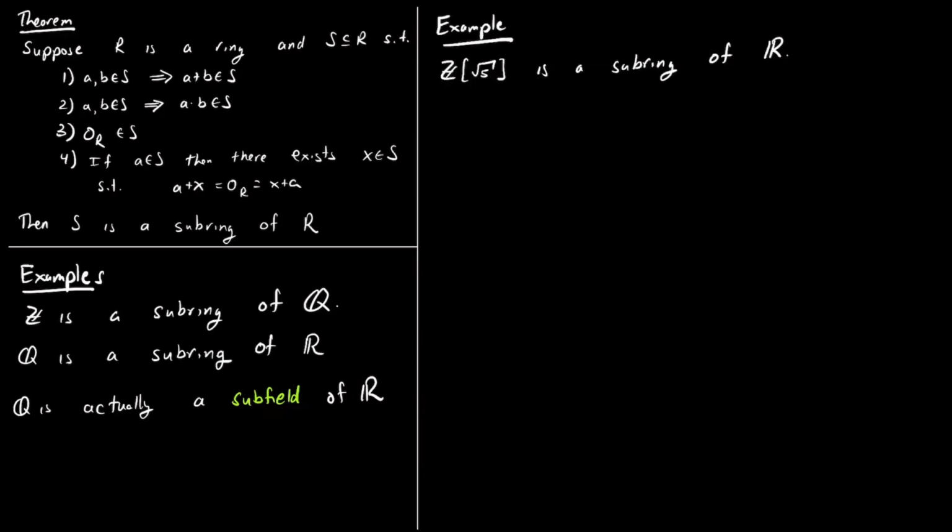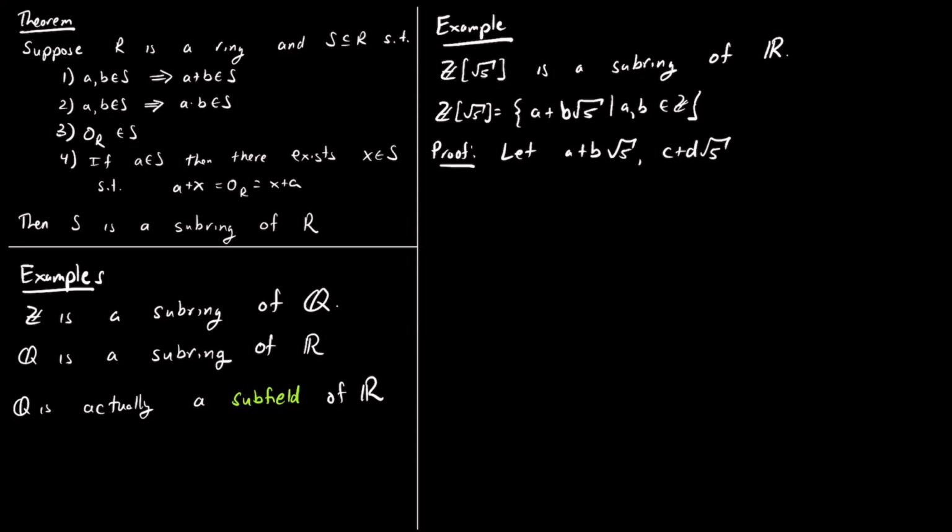Okay, so let's look at a slightly more interesting example. So Z bracket root 5 is going to be a subring of R, and how are we defining Z bracket root 5? Z bracket root 5 is going to be the set of numbers of the form A plus B root 5, where A and B are integers. Okay, so let's prove that this is a subring, so proof. I'll start with 2 elements. Let A plus B root 5 and C plus D root 5 be elements of Z bracket root 5. Okay, so let's check our axioms, right?